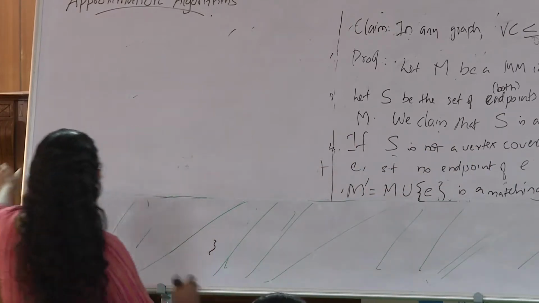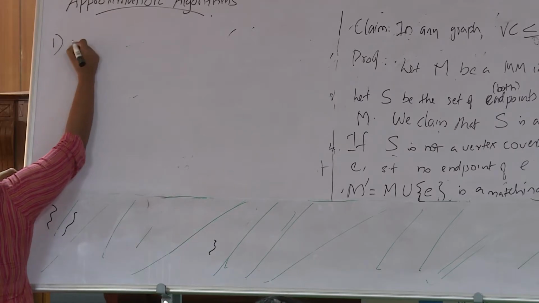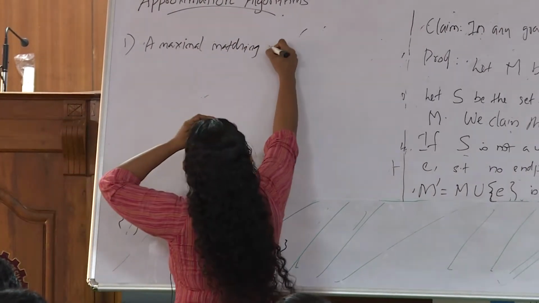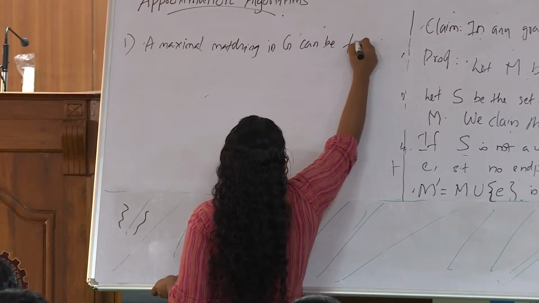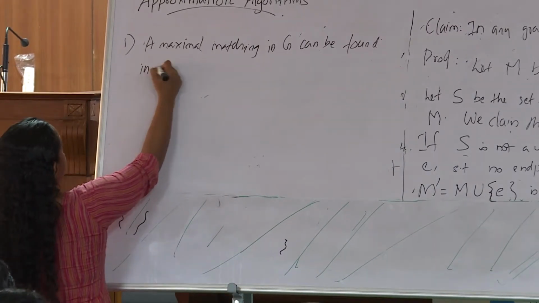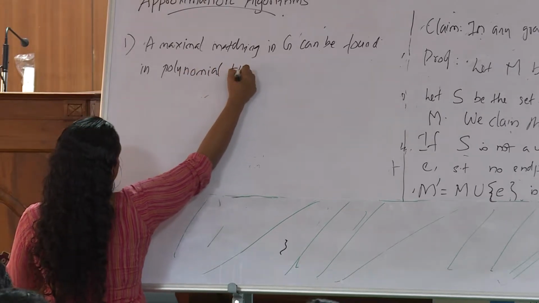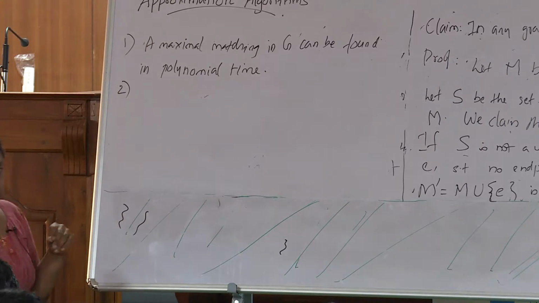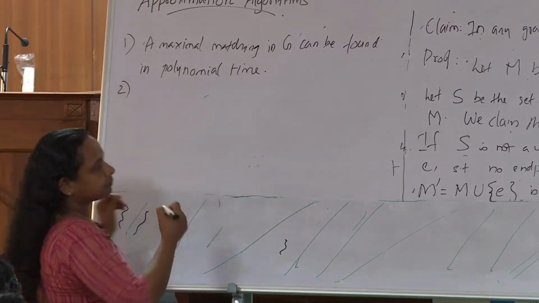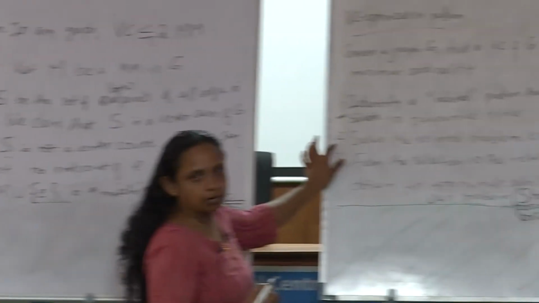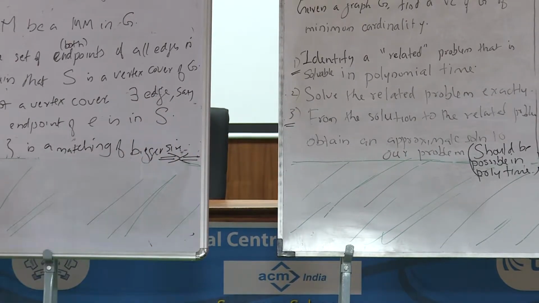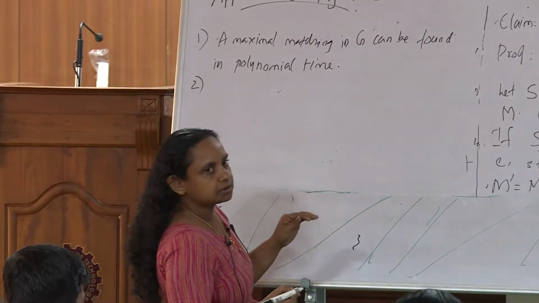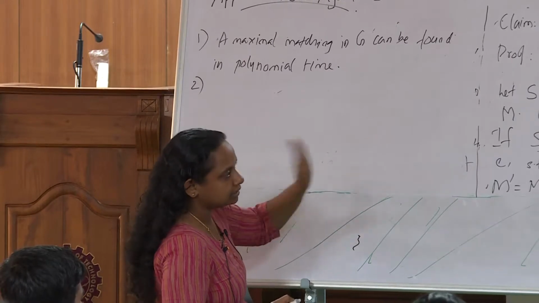So, what we have got now is a maximal matching in G can be found very easily in polynomial time. Okay, so now I also know that, okay, identified, solved. These two steps are over, right? This identification of related problem is not yet very, we have seen it intuitively. I need to complete it. We will do that, okay?